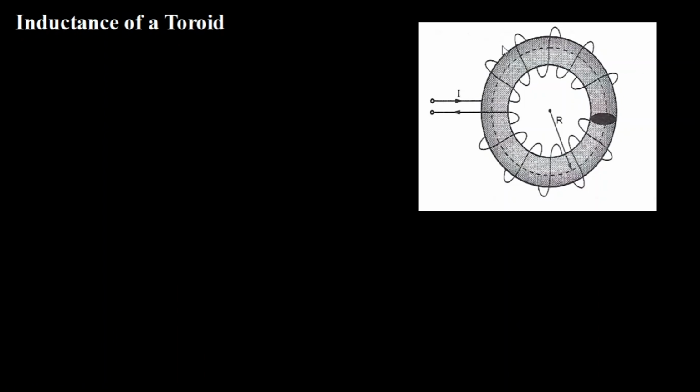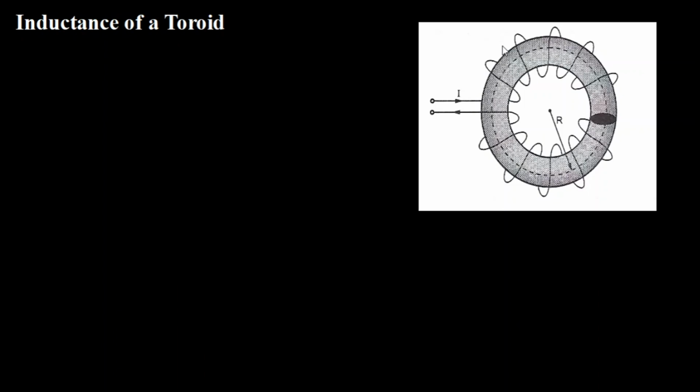Okay, now my intention is to make you understand how to derive a mathematical expression for finding the inductance of a toroid, such a physical structure. So as usual, the current flowing in the toroid is assumed to be capital I, and the cross sectional area of the toroid is taken as capital A.